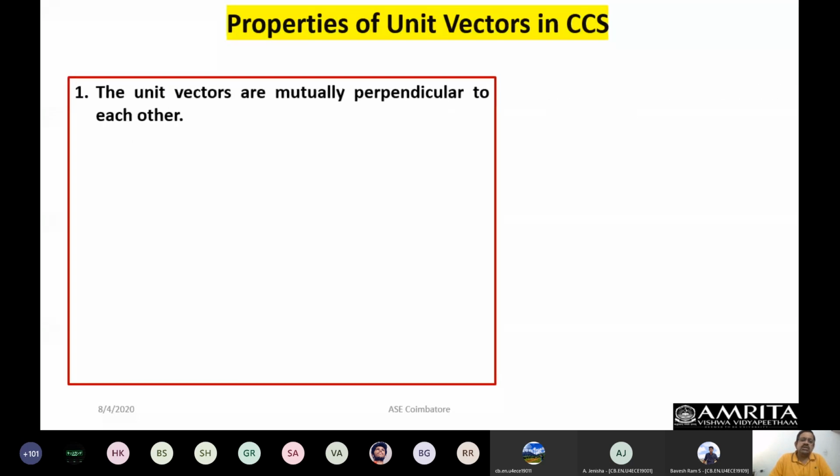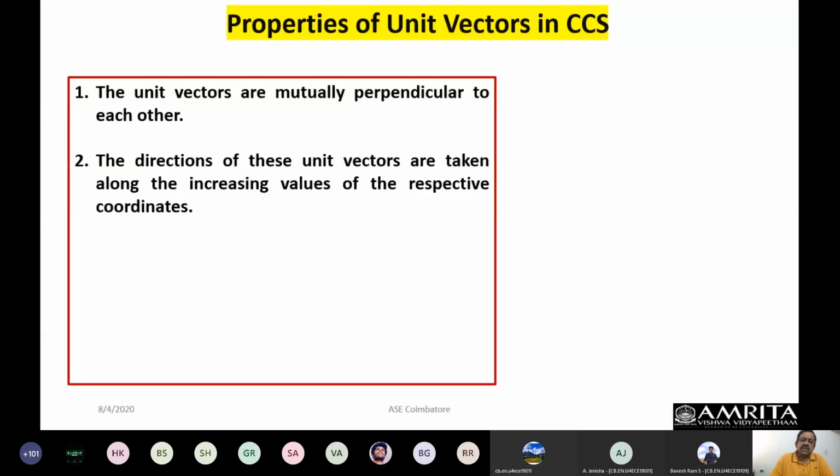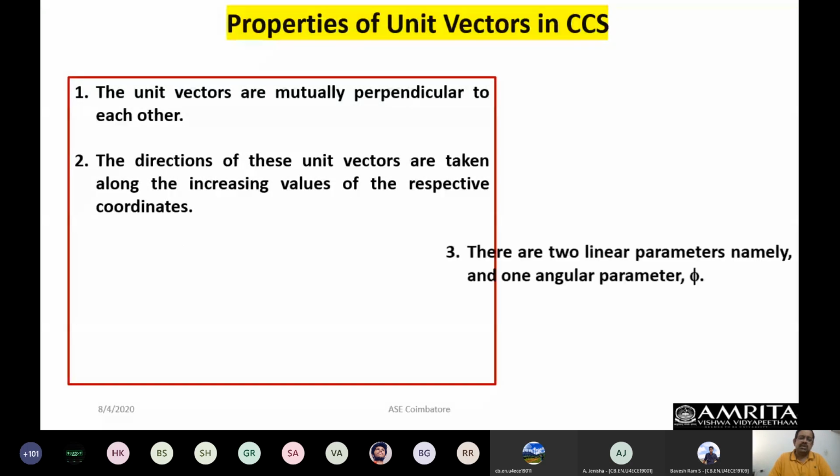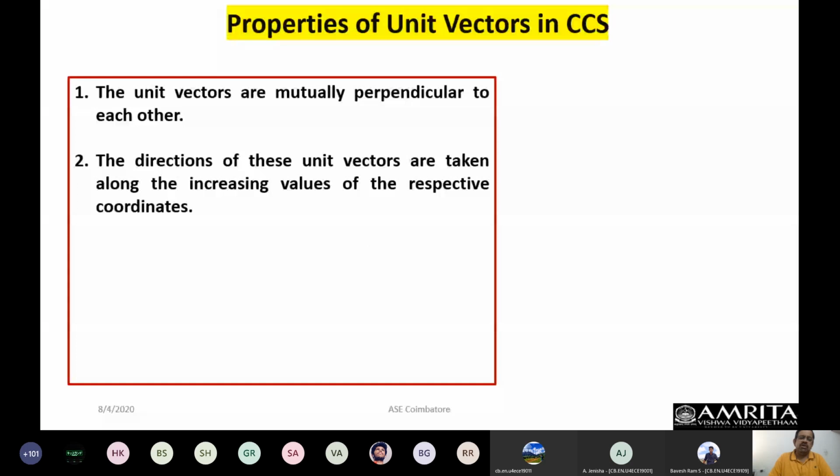Now let us lay out the properties of these unit vectors. The unit vectors are mutually perpendicular. We have seen that. The directions of these unit vectors, I explained, are along the increasing values of the respective coordinates. Then there are two linear parameters, namely rho and z. We have again explained that, and one angular parameter phi, which is in the azimuthal plane, and the angle is always known as the azimuthal angle.